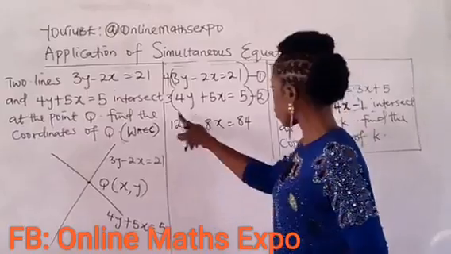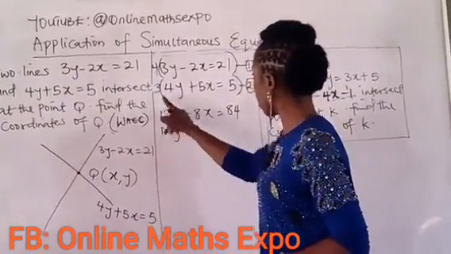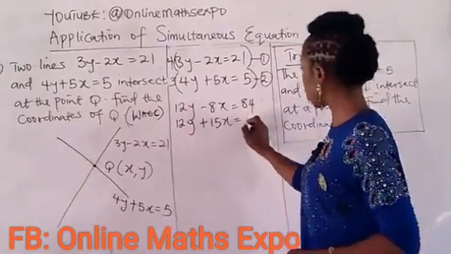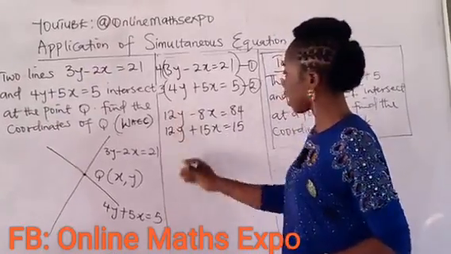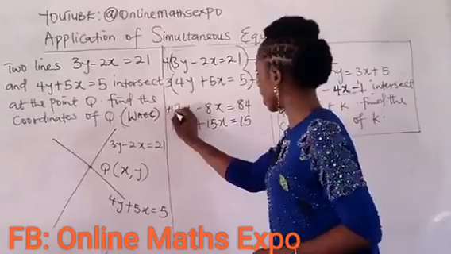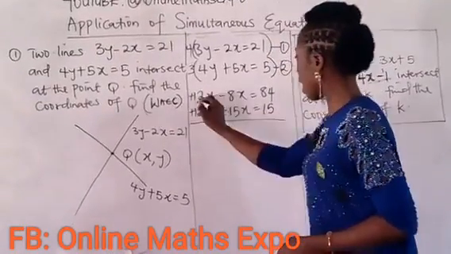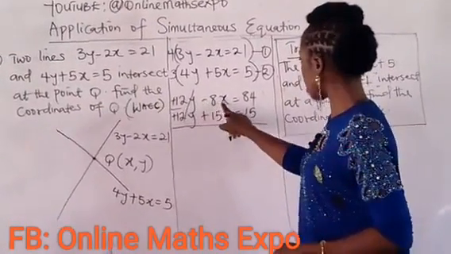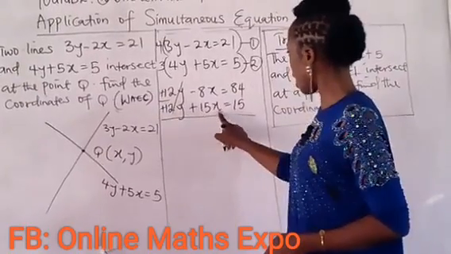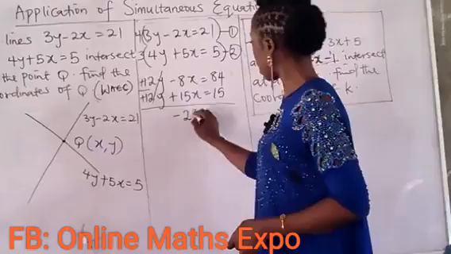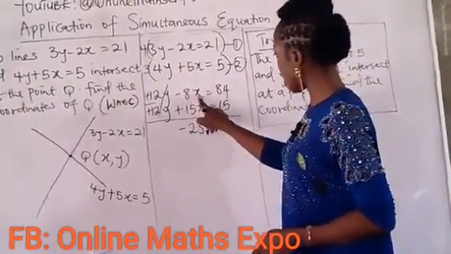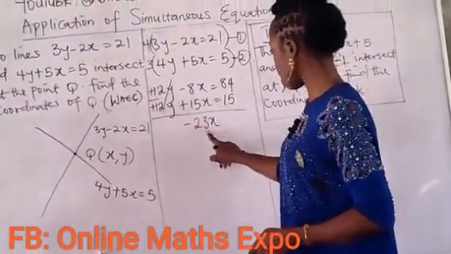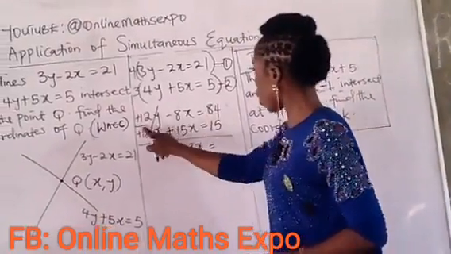Let's go for the second equation. 3 times 4y will give us 12y. 3 times 5x will give us plus 15x, which is equal to 3 times 5, which is 15. You now see that they have the same coefficients. And this is plus and this is plus. So we are going to eliminate using a minus. So 12y minus 12y has been killed. Let me take that again. Minus 8x minus plus 15x will give us minus 23x, which is equal to 84 minus 15.